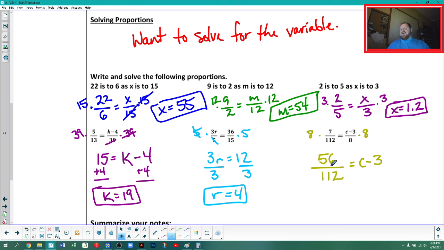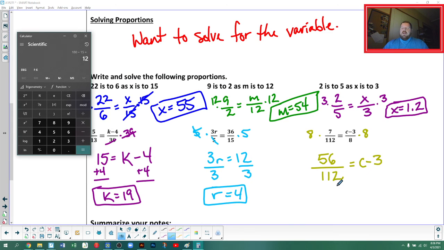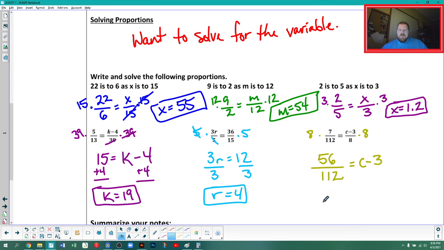I guess the only trick here is that 56 over 112, and if I would have done that on a calculator, I would have got the same thing. 56 over 112 is 1/2, right? So I get 0.5 there. So if I want to think of that as 0.5 or 1/2, I'm not really picky. I know we could kind of argue that this problem started with fractions, but I'm okay with this too. So we'll add 3 to both sides, and we get c is equal to 3.5. And I am okay with that decimal answer on that one.